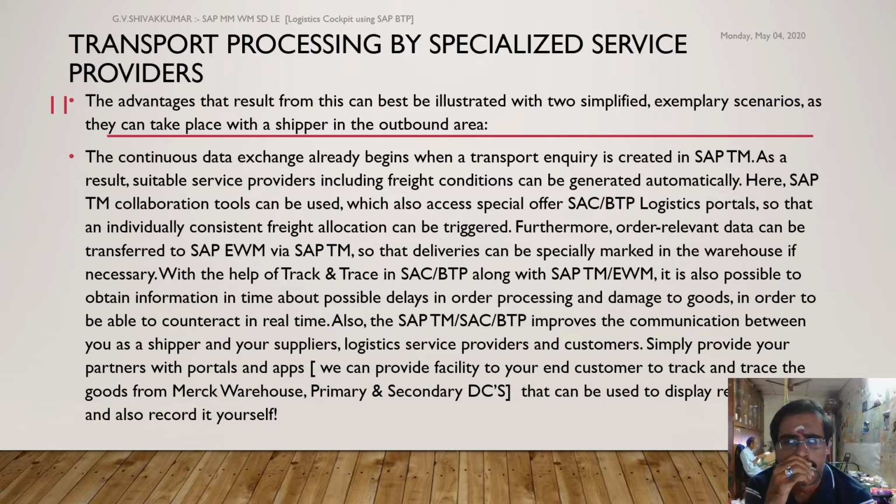Furthermore, order-relevant data can be transferred to SAP EWM via SAP TM, so that deliveries can be specially marked in the warehouse if required. With the help of track and trace in SAP Analytics Cloud and Business Technology Platform, along with SAP Transportation Management and EWM, it is also possible to obtain information in real time about possible delays in order processing and damage to goods. Okay, and to be able to counteract delays in real time, to optimize lead times with deliveries.